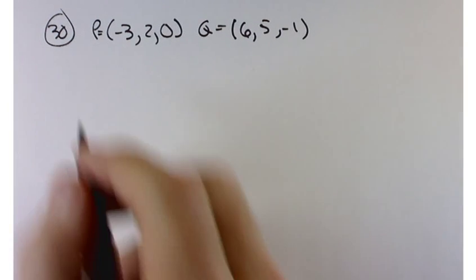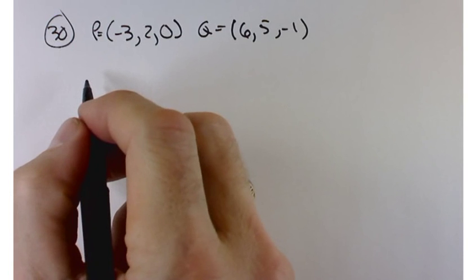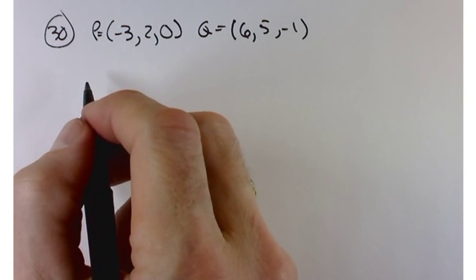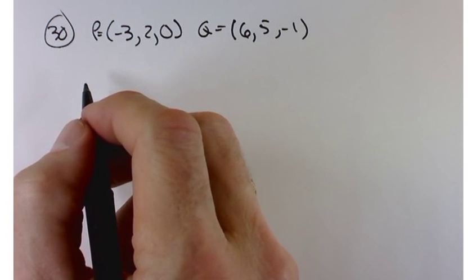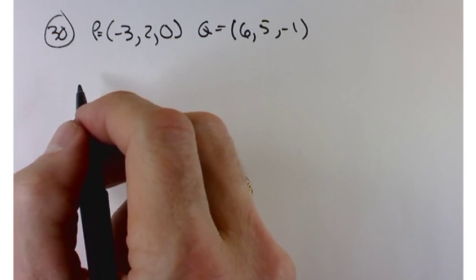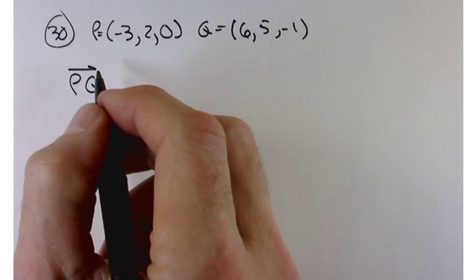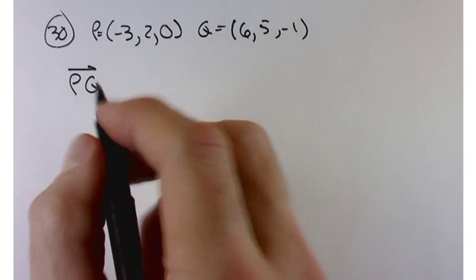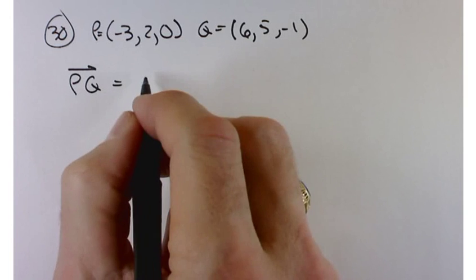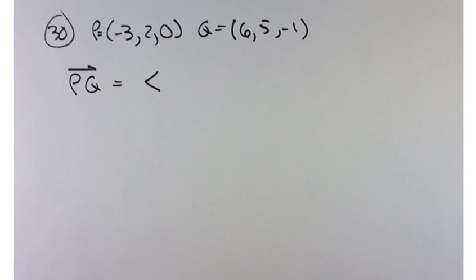So we want the vector, where is it, PQ? Yeah, initial point of P and a terminal point of Q. So I'll write it like this, PQ. And I'll use angled brackets to reflect the fact that this is actually a vector.